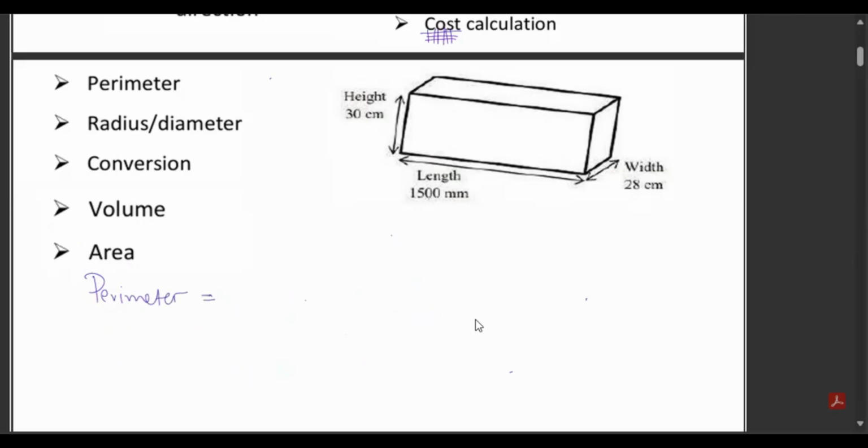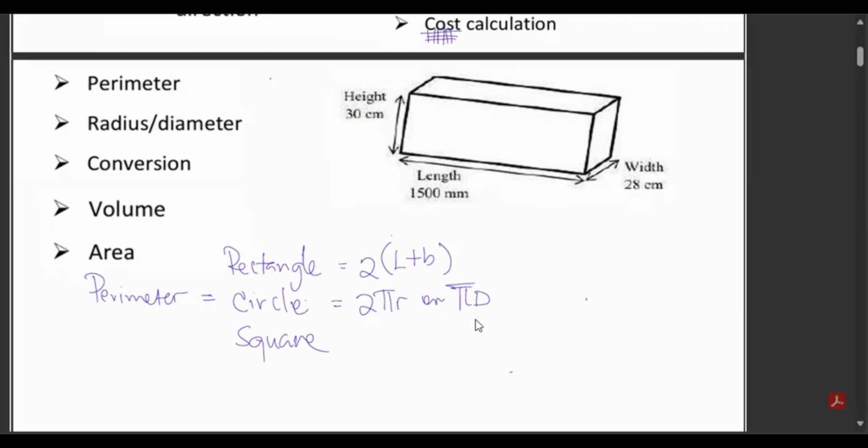Now, perimeter of a rectangle, what will it be? Perimeter of a circle, what will it be? Perimeter of a square, how shall we get it? For a rectangle, we shall always say 2 into (L plus B). Whereas for a circle, it's not called perimeter, it's called circumference. Circumference, we shall always say 2 pi r, or someone else might use pi d. When do you use this? When you're given the diameter. When do you use the other? When you have the radius. You choose one of them, not both.